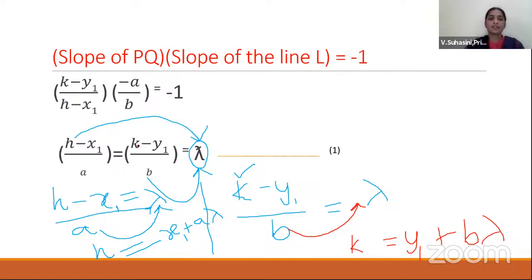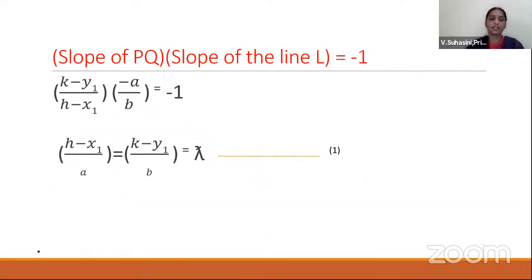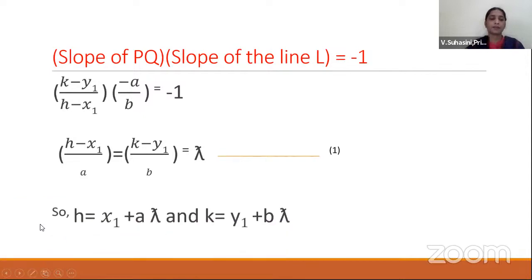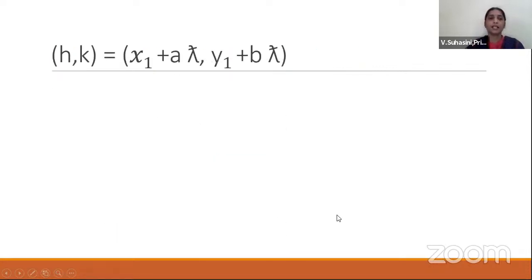First, we got h minus x1 by a equal to k minus y1 by b equal to lambda. Equating h minus x1 by a equal to lambda and then k minus y1 by b equal to lambda, from which we can find the values of h comma k. What is h? x1 plus a lambda. And what is k, children? y1 plus b lambda. Hope this is clear for you all. We shall repeat it once again. h is equal to x1 plus a lambda and k equal to y1 plus b lambda. h comma k, together we are writing because Q h comma k is a point: x1 plus a lambda comma y1 plus b lambda.